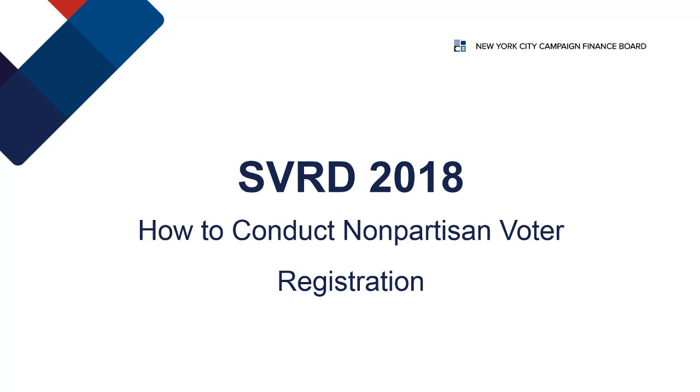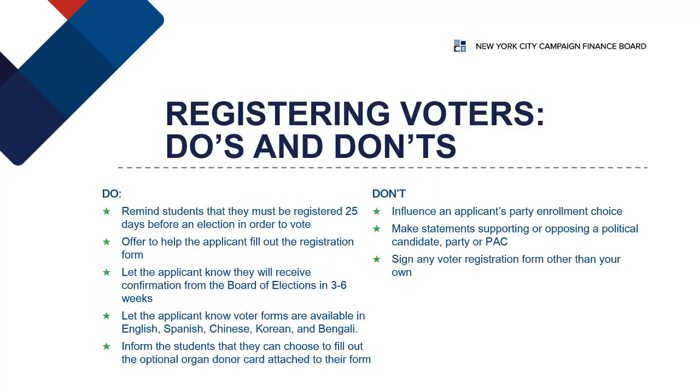In today's training, we will go through the do's and don'ts of nonpartisan voter registration, upcoming election dates, and the voter registration form. When conducting nonpartisan voter registration, it is important to keep in mind several things you should and should not do. Do remind students that they must be registered 25 days before an election in order to vote. Offer to help the applicant fill out the registration form. Let the applicant know they will receive confirmation from the Board of Elections in 3 to 6 weeks.